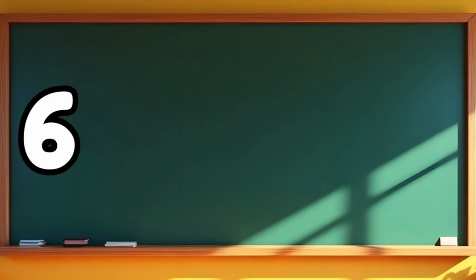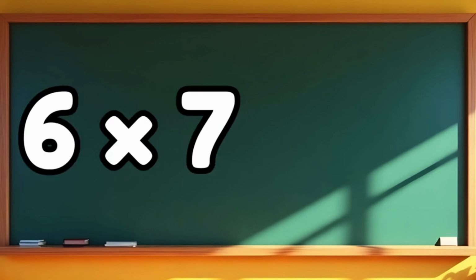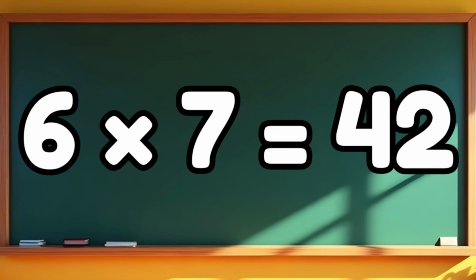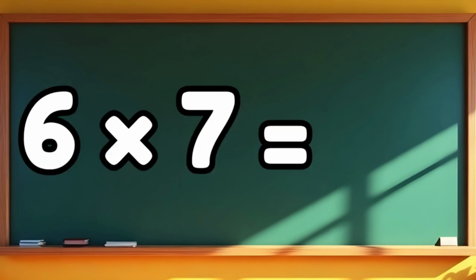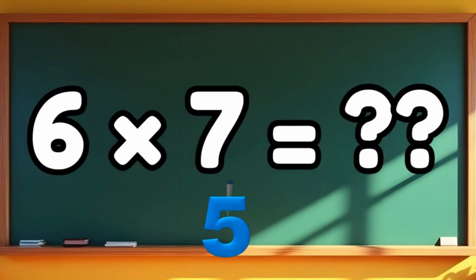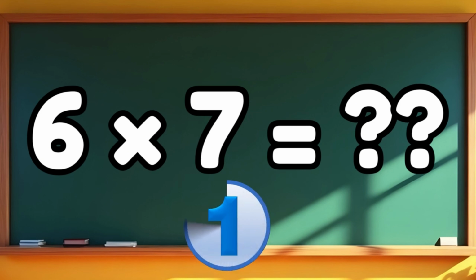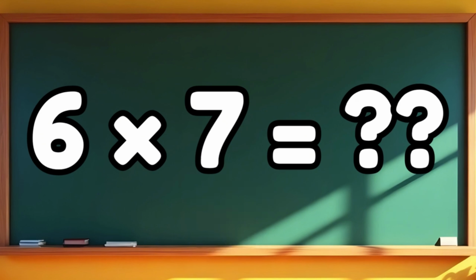6 times 7 equals 42. Let's see it again. 6 times 7 equals... 42! You're doing great! Good job!